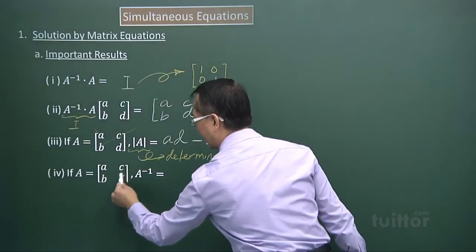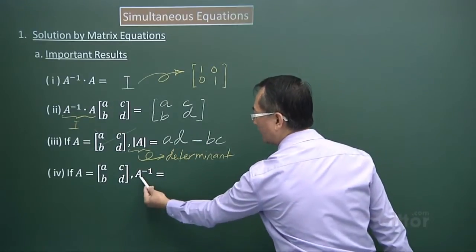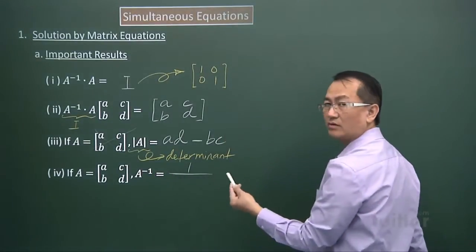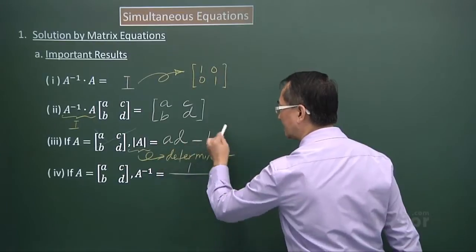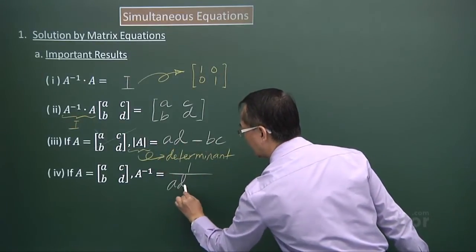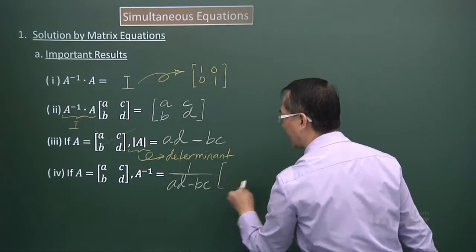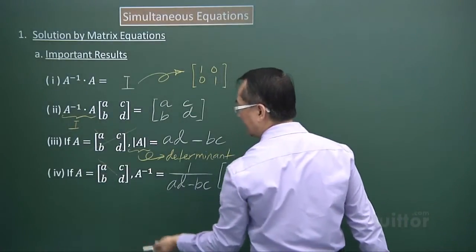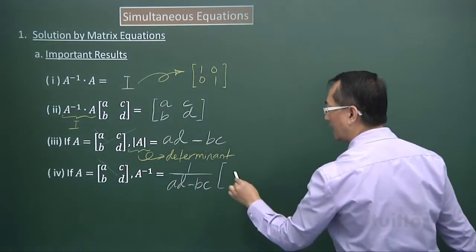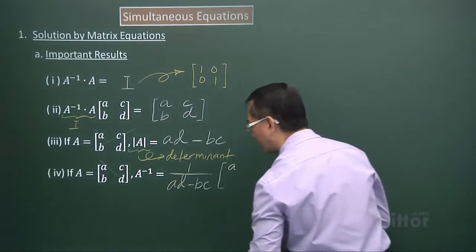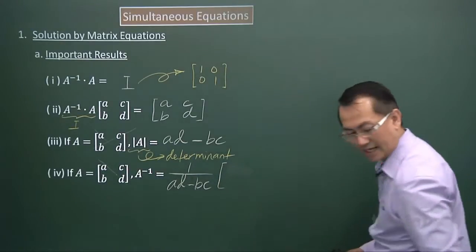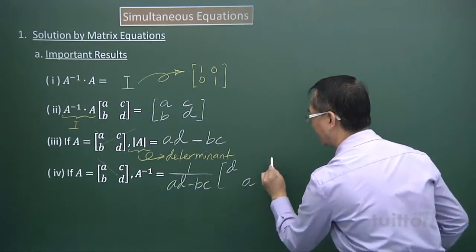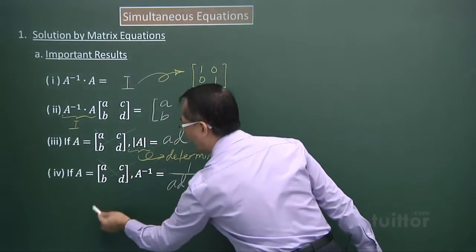Here I have the matrix A. In order to find the inverse matrix A, I'll take 1 over, or the reciprocal of, the determinant of matrix A, AD minus BC, times the rearrangement of the matrix. In the leading diagonal, I have these two elements, A and D, and I will switch the places. Instead of AD, it will be DA.